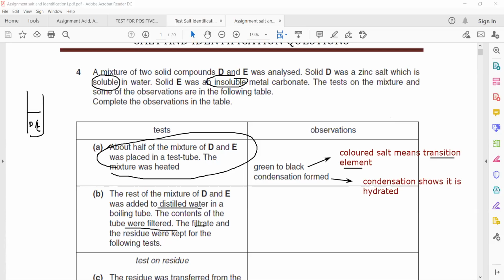So if I add water and then filter, what will be the filtrate and what will be the residue? I have a mixture of D and E, I add water and I filter. Residue means what is left on the filter paper, and filtrate means what passes through the filter paper. So D is filtrate and E is residue. Yeah, that's correct.